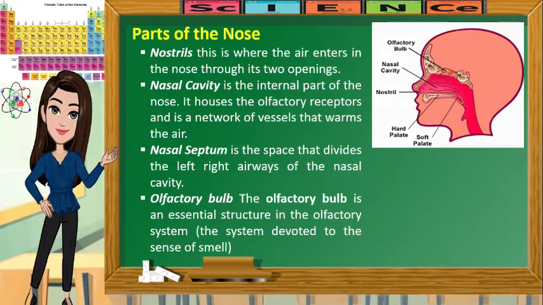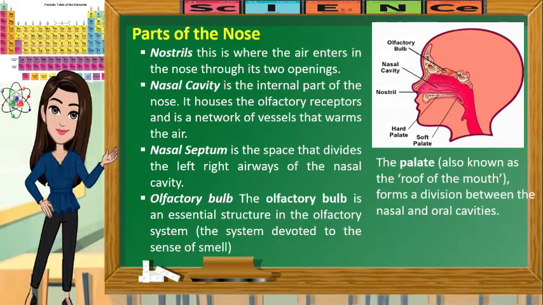Olfactory bulb. The olfactory bulb is an essential structure in the olfactory system, the system devoted to the sense of smell. The palate, also known as the roof of the mouth, forms a division between the nasal and oral cavities.